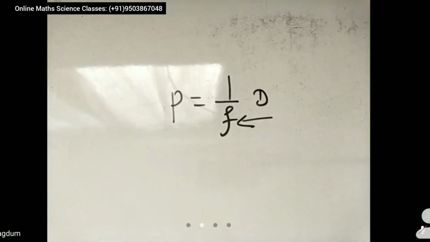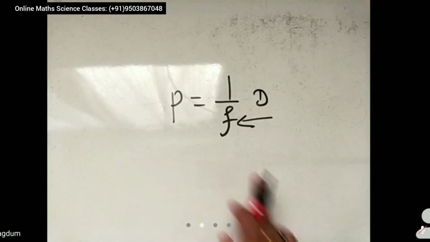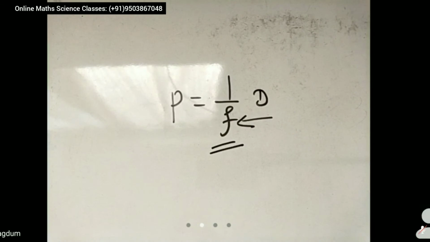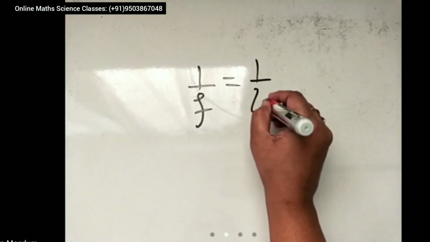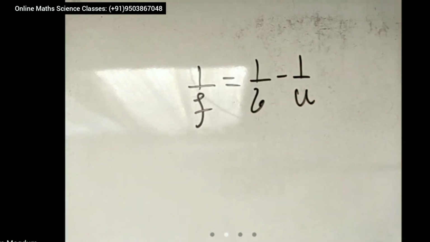It is measured in diopter, right? But here we don't know how much the focal length is. In that problem, focal length is not given. So first you need to find the focal length. And how to find focal length? By using the lens formula. What is it? I'm writing here. By the lens formula, 1 upon f is equal to 1 upon v minus 1 upon u.